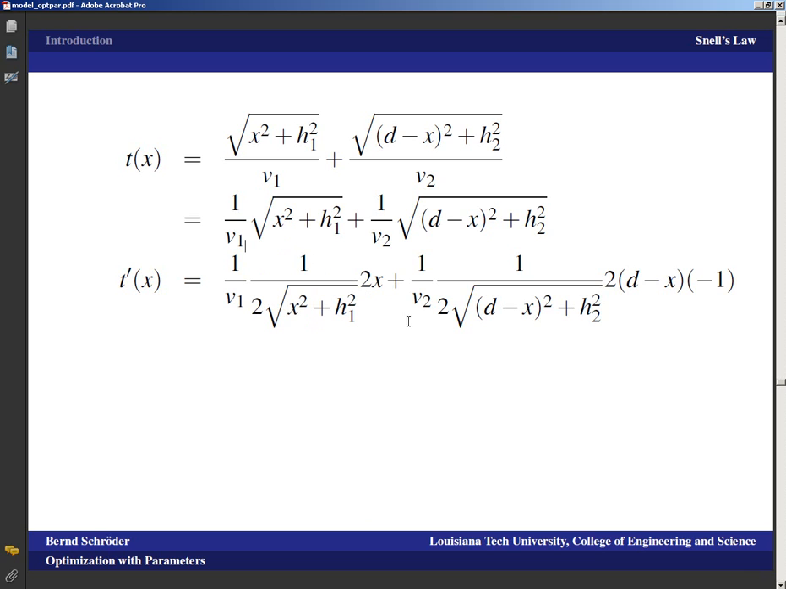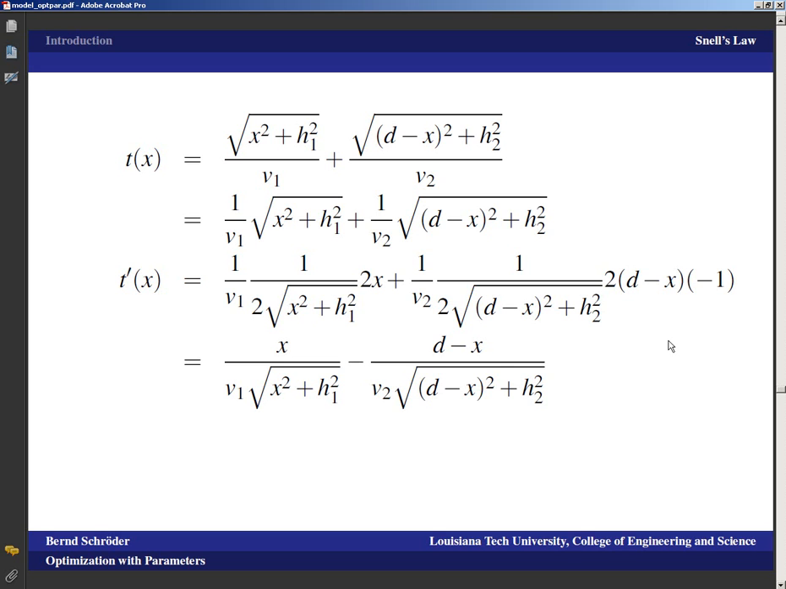And, well, how do we get the second term? Again, we've got a constant that we just copy down. The derivative of the square root is 1/2 times the square root of whatever is inside, times the derivative of the inside. The derivative of h2 squared is 0 because that's a constant. The derivative of d minus x squared is 2 times whatever is inside, which is d minus x, times the derivative of the inside, which is -1. So all terms are accounted for here.